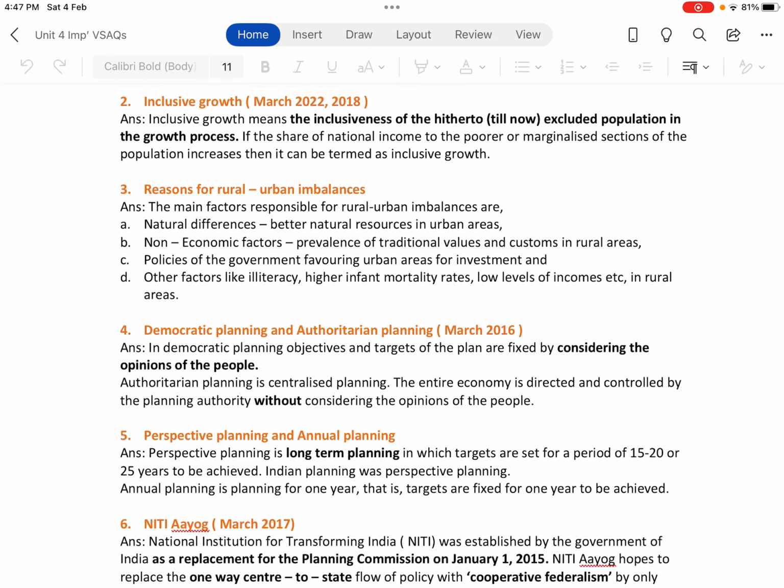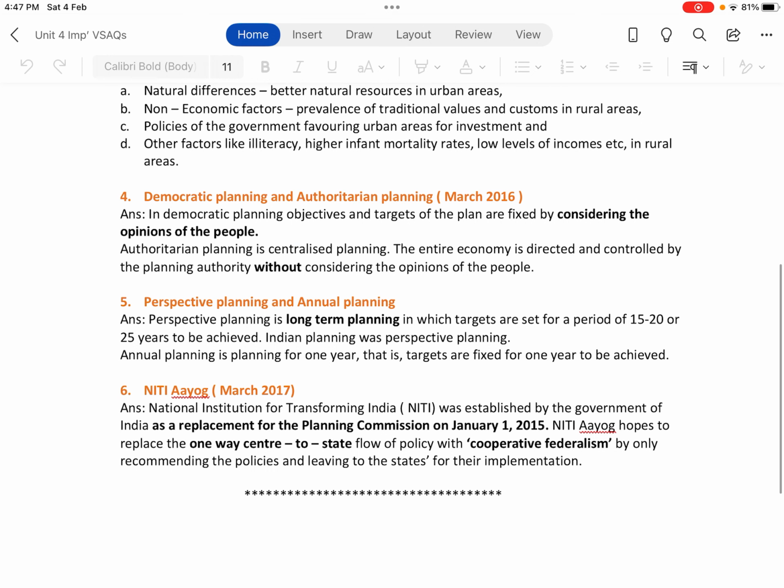Okay, then the fourth one, democratic planning and authoritarian planning. So this question was asked in March 2016. What is democratic planning? In democratic planning, the objectives and targets of the plan are fixed by considering the opinions of the people. So indirectly, India is also having the democratic planning, whereas authoritarian planning like Russia is centralized planning. The entire economy is directed and controlled by the planning authority without considering the opinions of the people. So that is the difference between the democratic planning and authoritarian planning.